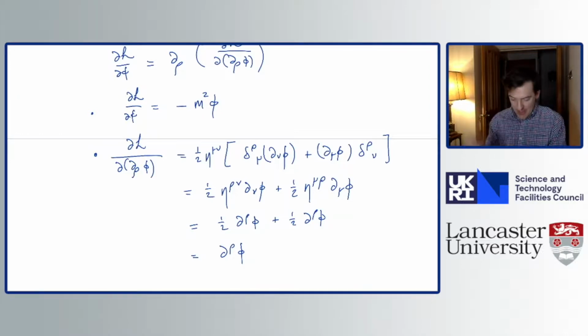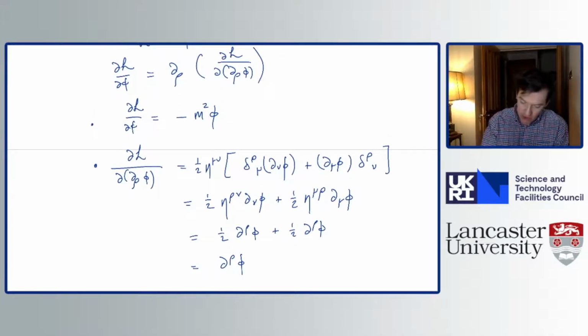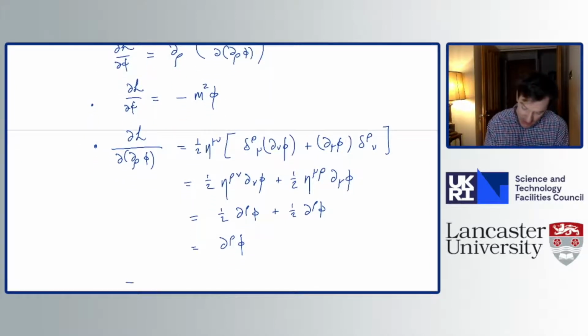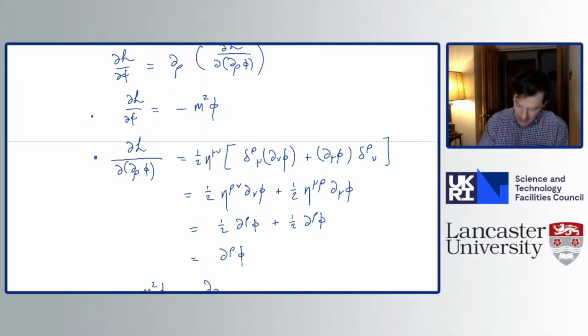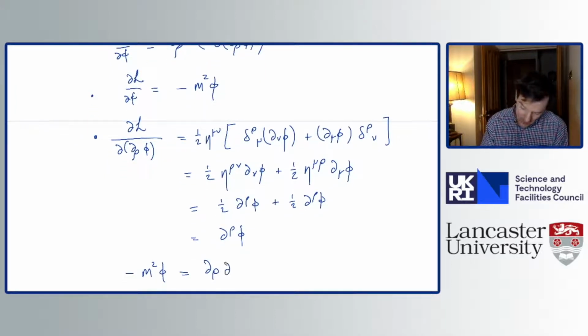Okay, so I just end up with the derivative of the field. Good. So when I plug this into the Euler-Lagrange equation, I must have that minus m squared phi is d rho, and then I can substitute in for the term that I've just found. So I've just done this differentiation here. d rho with an index down, d rho with an index up, and here's the final field equation.